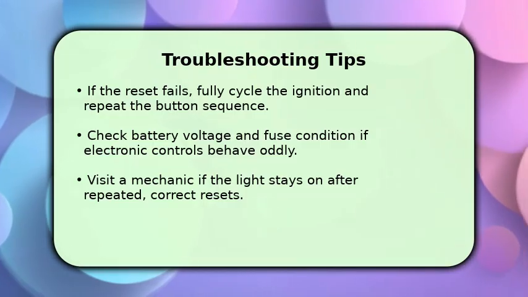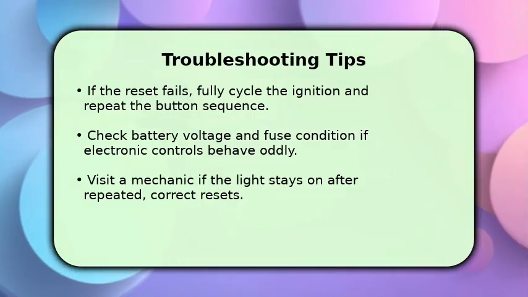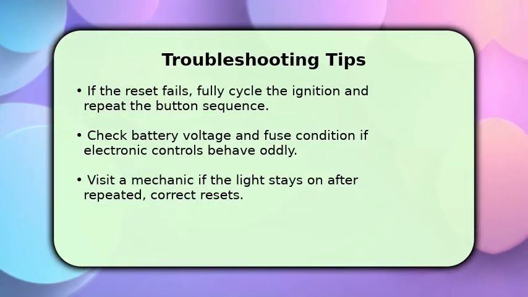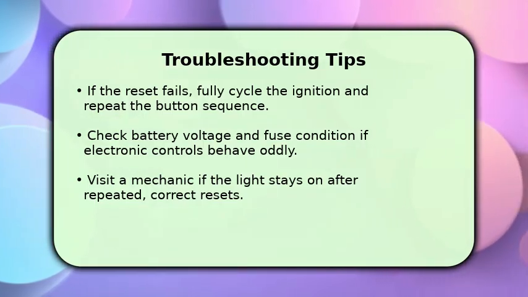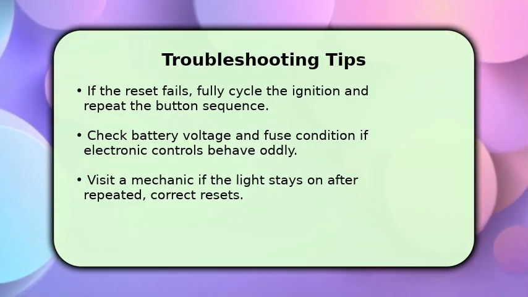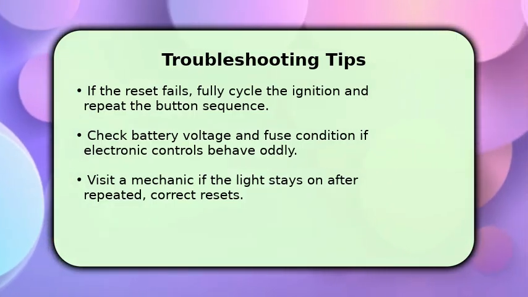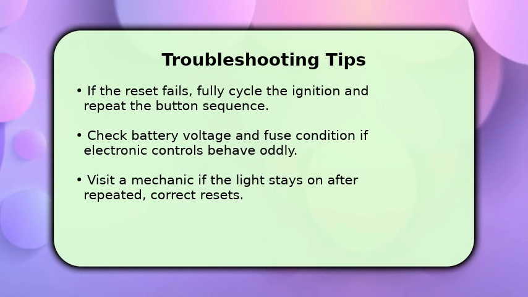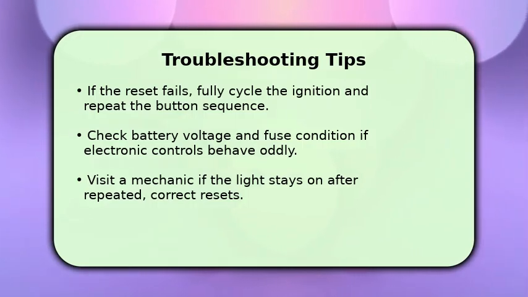Sometimes the oil light does not reset on the first try, so don't worry. Try cycling the ignition all the way off, wait 10 seconds, then repeat the exact button presses with steady pressure. If the dash behaves erratically, check the battery voltage and relevant fuses before repeating. Persistent warnings mean a deeper issue, and a quick visit to a mechanic will confirm if service is actually needed.